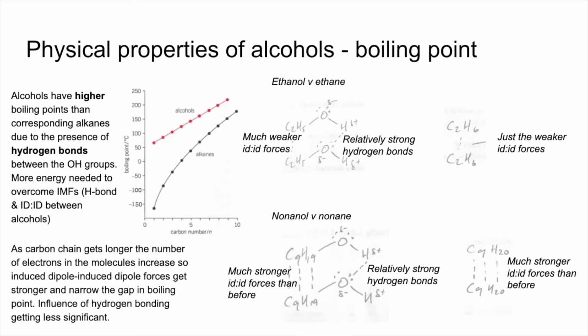So we're saying that as the carbon chain gets longer, the number of electrons in the molecules increase, so the induced dipole forces get stronger between the molecules. And what that's doing is it's narrowing the gap in the boiling point because the influence of the hydrogen bonding is becoming less significant.